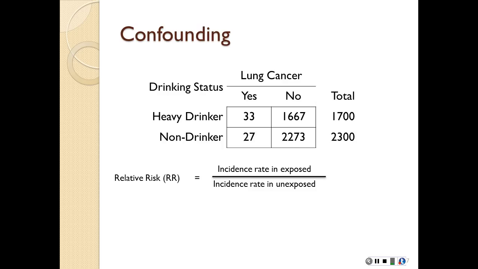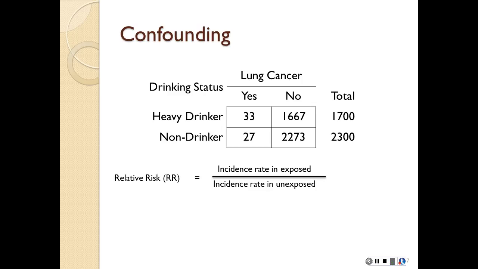we have done a cohort study looking at heavy drinkers and the development of lung cancer. And in this particular case, we managed to do a prospective cohort study with a fixed cohort for simplicity of the analysis. We know everybody in our sample, and we have 33 people that were heavy drinkers that developed lung cancer, and 1,667 who were heavy drinkers that did not develop lung cancer, so on and so forth. Go ahead and calculate the relative risk of lung cancer.